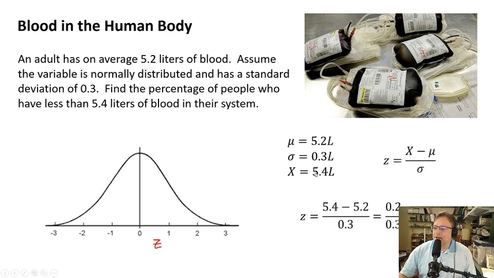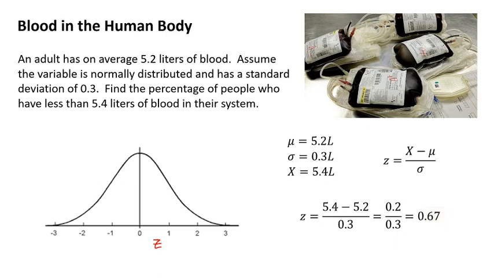We take 5.4 liters of blood, and we subtract off the mean. You can see I'm showing that here. So that's going to be 5.4 minus 5.2. That's the deviation from the mean. Let me remove my face here so you can see a little better. And that being the deviation from the mean, we have to divide that by the standard deviation, which is 0.3. So this is going to be 5.4 minus 5.2. That's just 0.2. And we'll just divide that by 0.3.